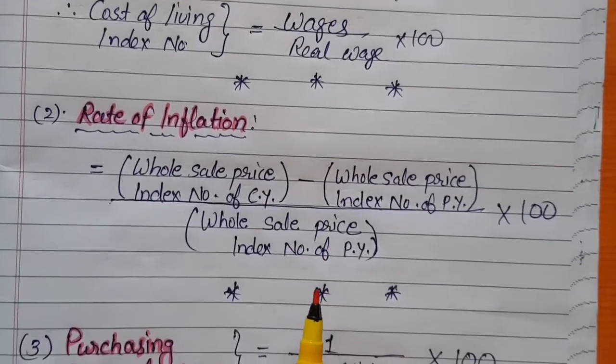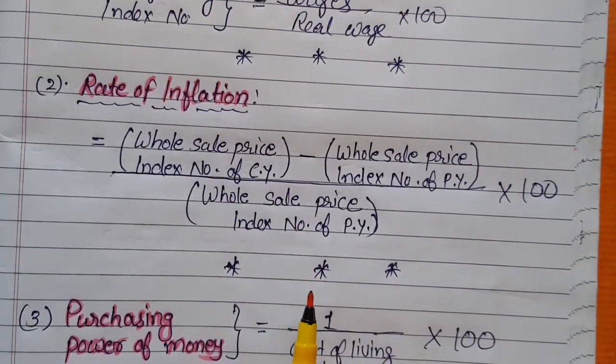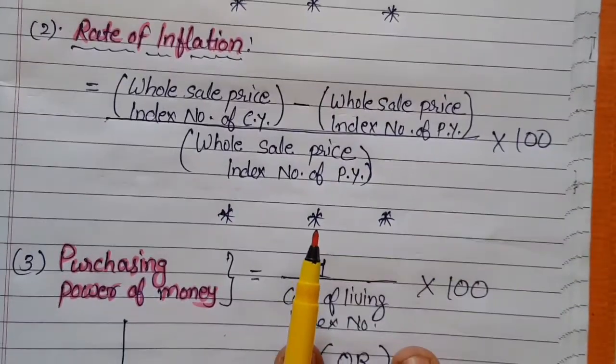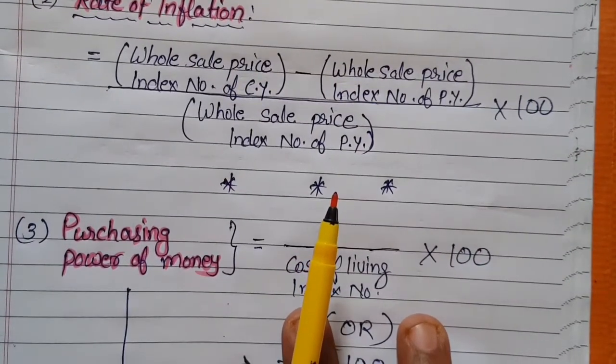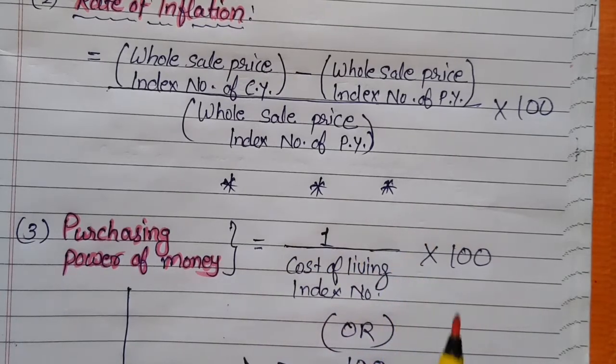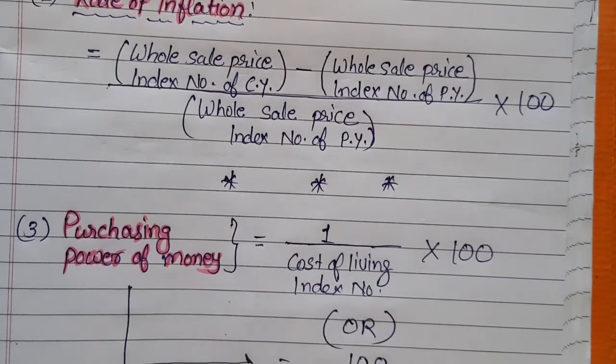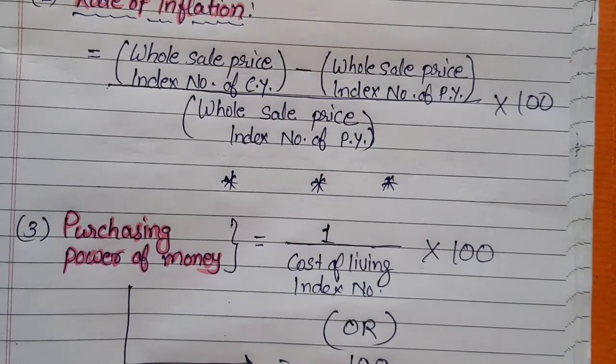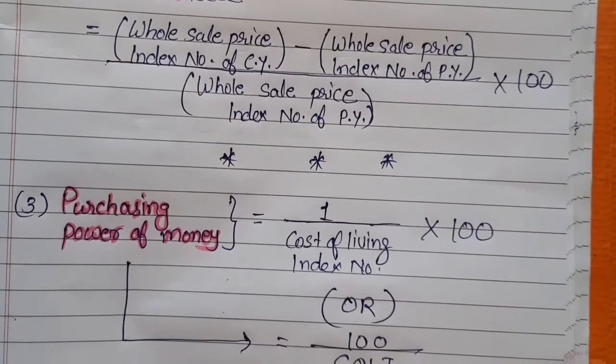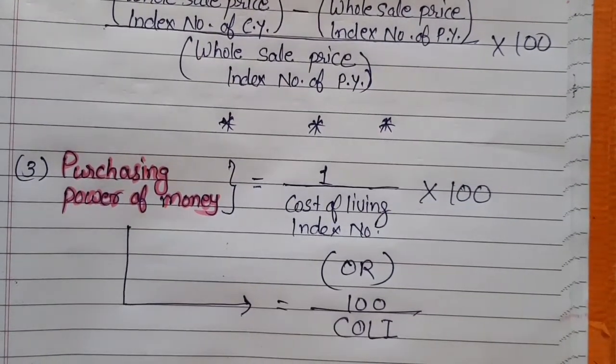And one more important formula, it has been asked in the board exam for 1 mark in section B: purchasing power of money. Suppose they give you cost of living index number and ask you the purchasing power of money. So you have to know the formula 1 upon cost of living index number multiplied by 100, or you can write it in this way also, 100 divided by cost of living index number. In both ways you will get the same answer.